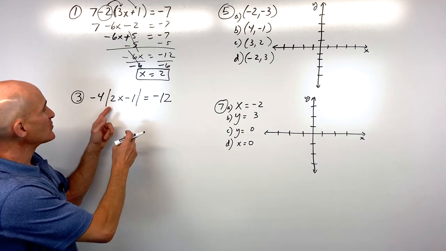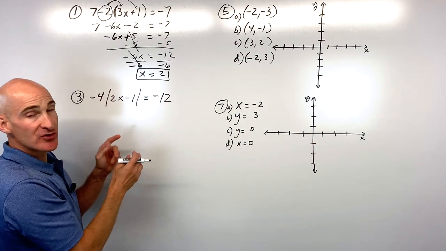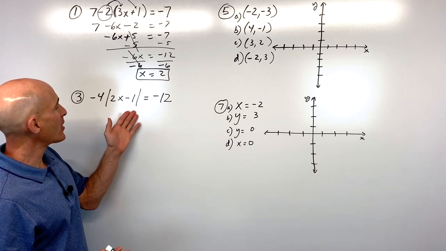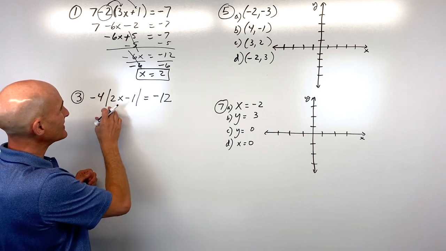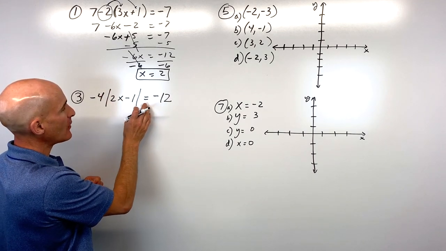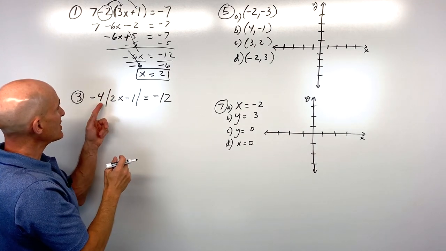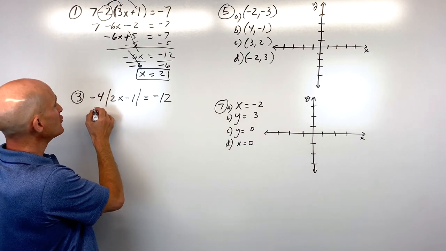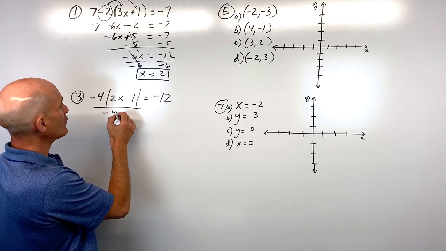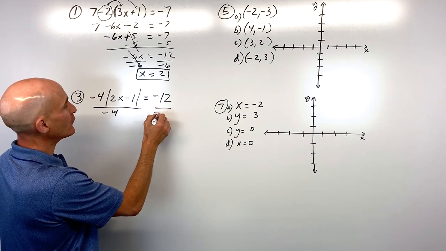So here what we have is an absolute value. See those vertical bars, absolute value bars? To solve an absolute value problem, you want to try to get that absolute value portion by itself on one side of the equal sign. Because the negative 4 and the absolute value are right next to each other, that means multiplication, right? We're going to do the opposite. We're going to divide both sides by negative 4.